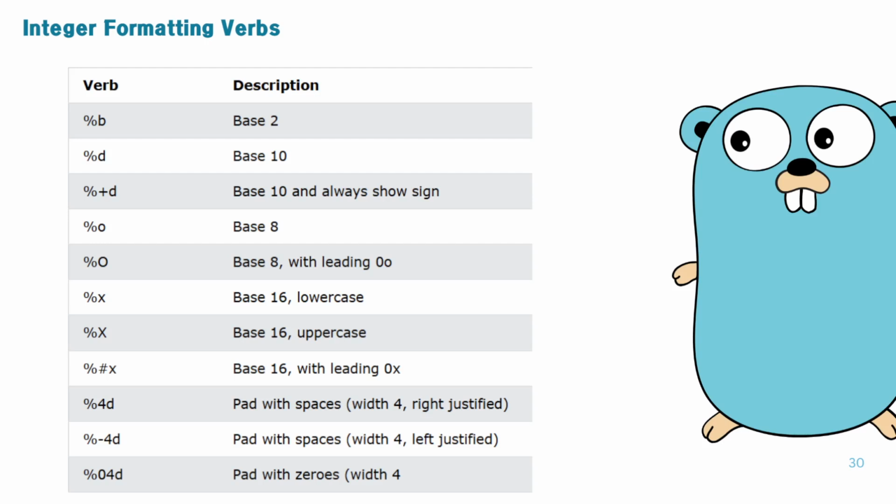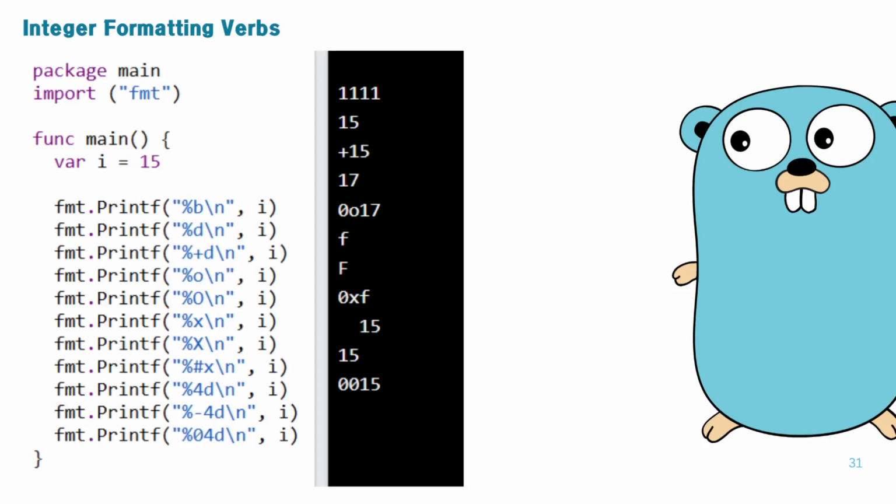Then there is %4d, which pads with spaces with a width of 4, adjusted to the right. Then there is %-4d, which pads with spaces on the right. So let's see an example.